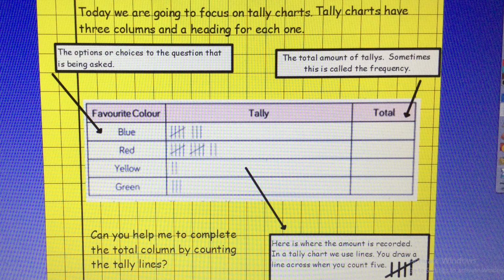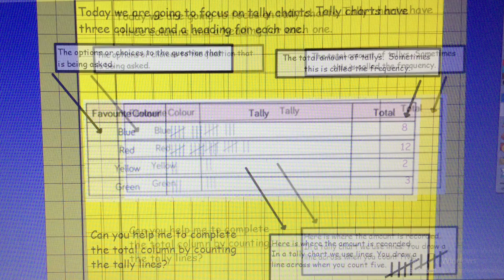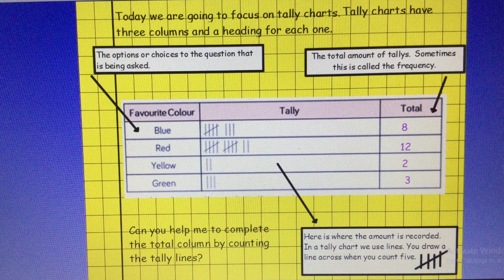Have a think, what numbers would we write in the total column for people who chose blue, red, yellow or green? Can you count all the tallies carefully to get the answers correct? And the answers are that 8 people voted for blue, 12 people voted for red, 2 people voted for yellow and 3 people voted for green. Well done if you counted those tallies correctly.